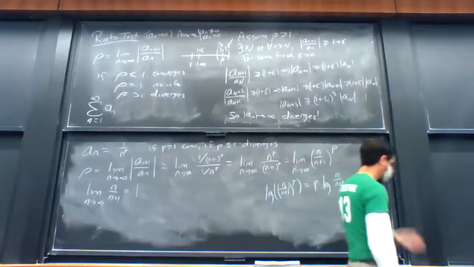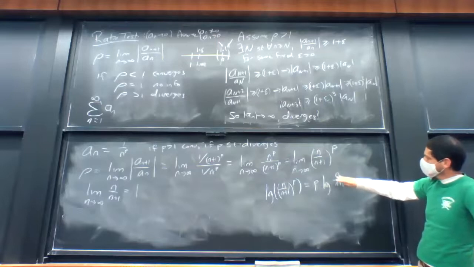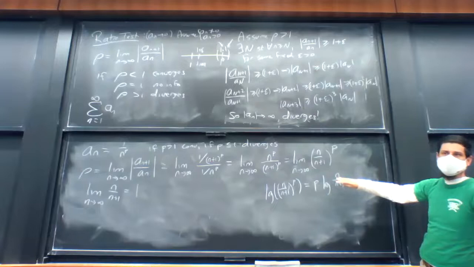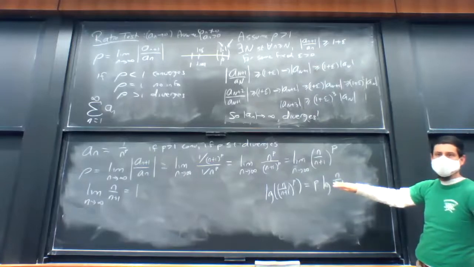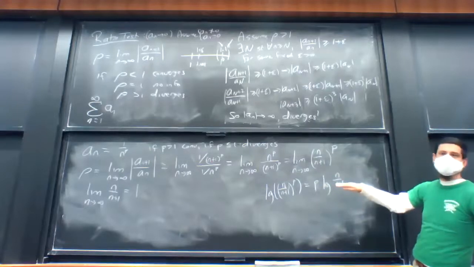So in this case, n over n plus 1 converges to 1. What's the log of 1 going to? 0. So this is still going to p times 0, which is still 0. And so when I exponentiate it, I get e to the 0, which is 1.